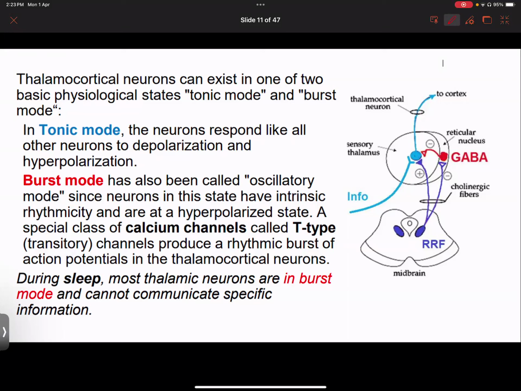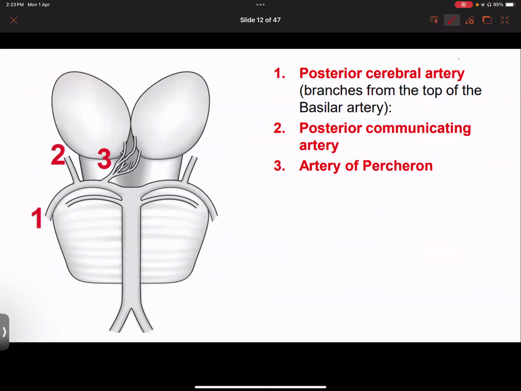And this mode is usually the most active when we're asleep. So when you're asleep, all of the thalamic neurons are usually in burst mode. They don't have the normal tonic mode where everything is normal. They're in burst mode, literally waiting for a signal, and then they're just going to burst the information all over. So just know that the burst mode is during sleep. That's it.